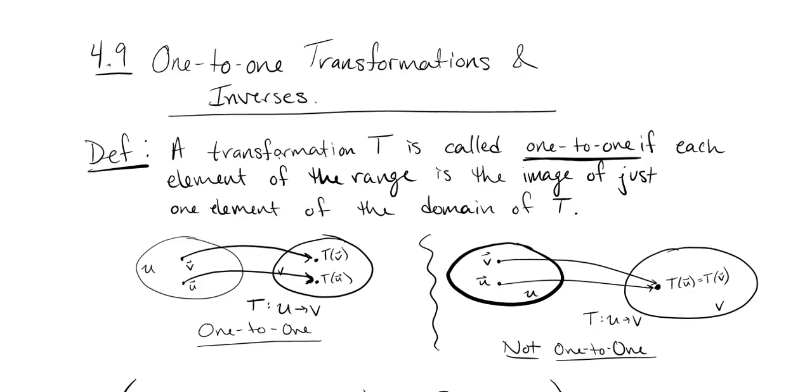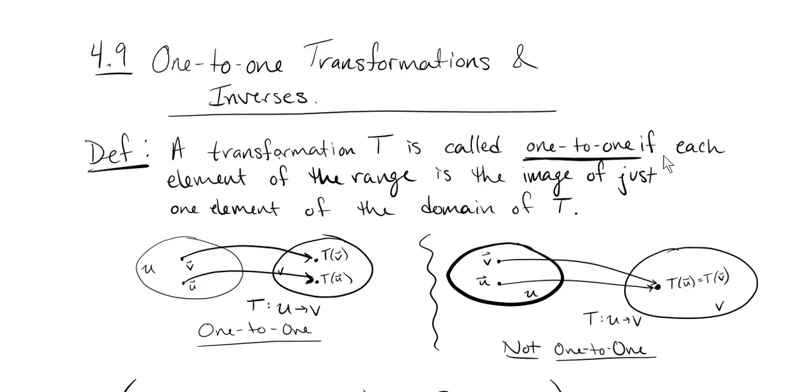This is section 4.9 on the topic of one-to-one transformations and inverse transformations. So, as you might guess from the title, we're talking more about these transformations. We want to start out with the basic definition here. A transformation T is called one-to-one. That's a very important quality, having the quality of being one-to-one.